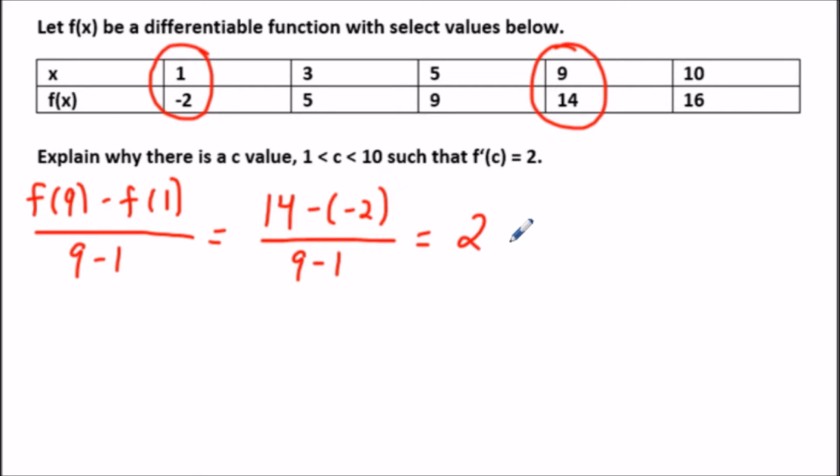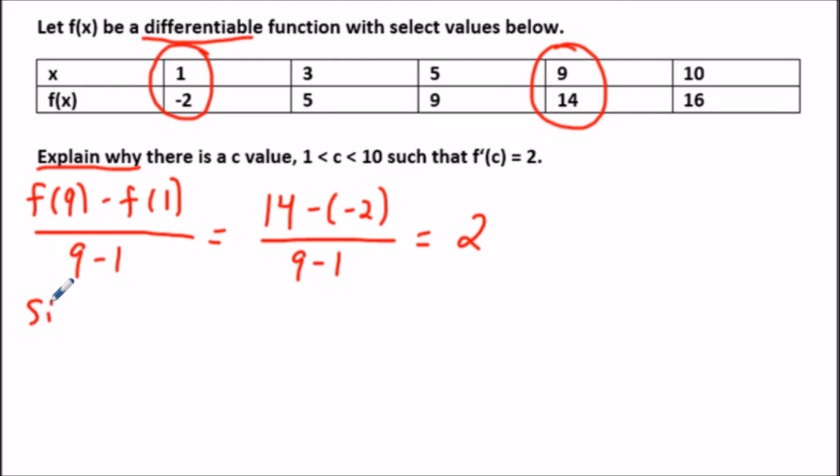So this is kind of like the heart of our work that convinces us that it's true, but we need to explain why there's a c value. So writing the sentence, we have to be a little bit more careful here. So we want to use mean value theorem, but before we could use that theorem, we have to establish that f is differentiable and continuous. Now, we know it's differentiable because we were told that it was. But to show that it's continuous, that's a direct result of it being differentiable.